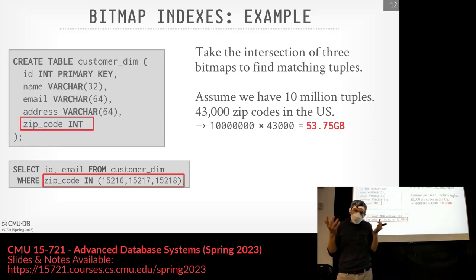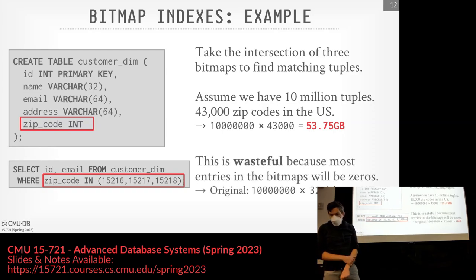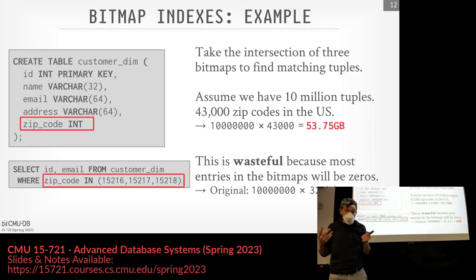So we're paying a lot of space for all these bitmaps, and most of the time they're going to be sparse. Most of the time it's going to be zero, right? So this naive scheme of creating giant bitmaps for the entire length of the table, for every unique possible value that I have, obviously won't work. So we need to be smarter about how we're going to do this.